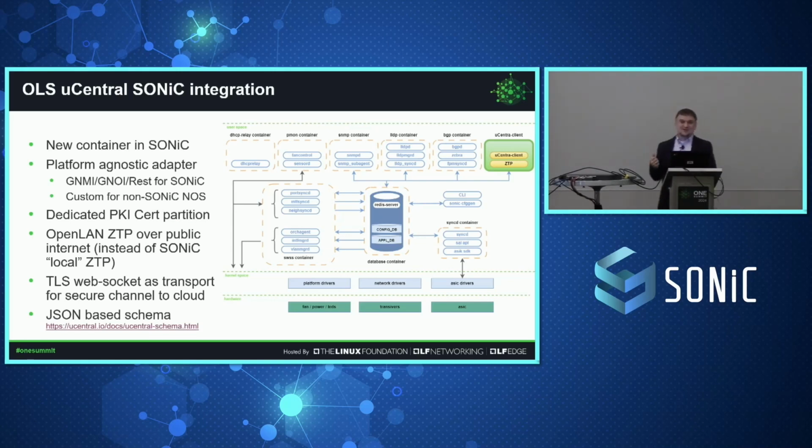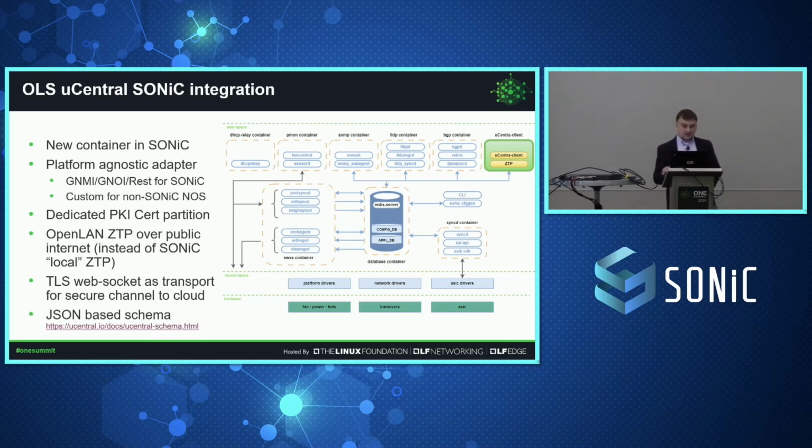The main goal of the uCentral client is to take the certificate and use it for a secure connection to the cloud, and take over the local SONiC ZTP to implement secure ZTP over the internet. It implements the uCentral protocol, which is open source, defined under TIP, Open Wi-Fi and OpenLAN Switching. And there is a link to the JSON-based schema of this protocol.